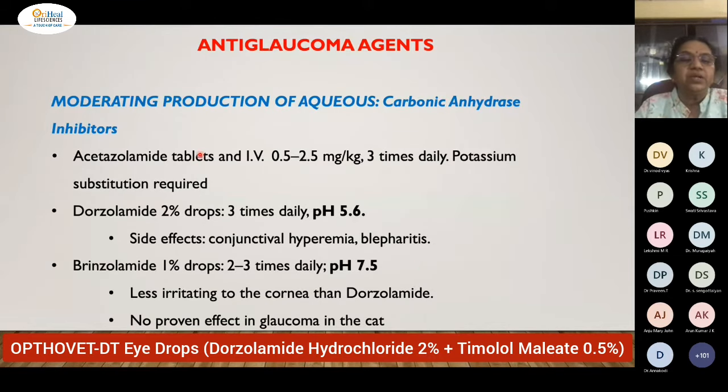Among carbonic anhydrase inhibitors, acetazolamide can be used, but you should always worry about the potassium status of the animal and supplement it. Dorzolamide drops are very safe, and brinzolamide drops are also available, which has not proven much effect in the cat, but is less irritating to the cornea than dorzolamide. Dorzolamide drops, when used very frequently for 3-5 years, can sometimes cause corneal ulcerations.